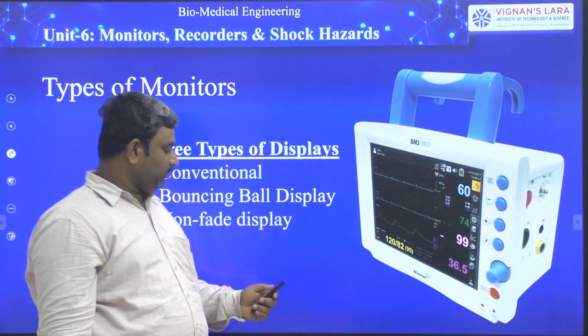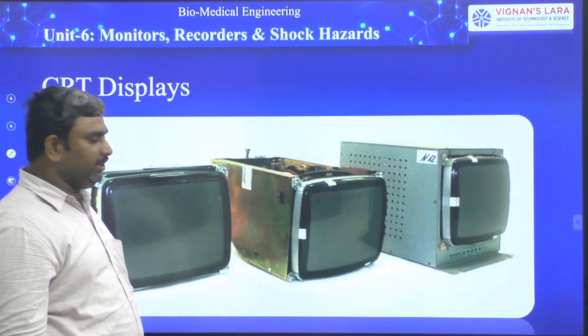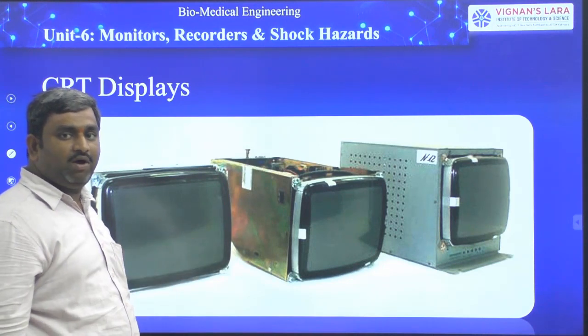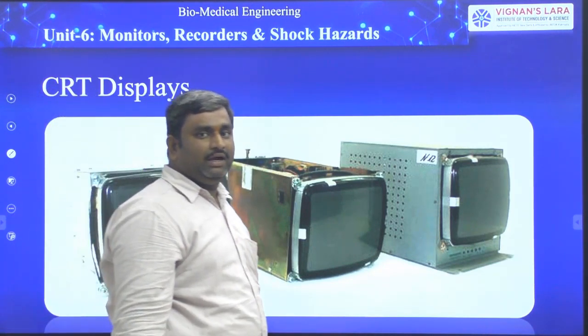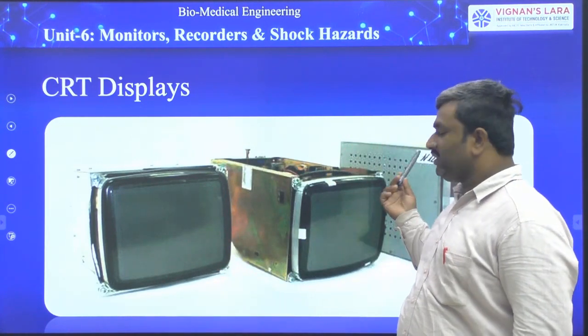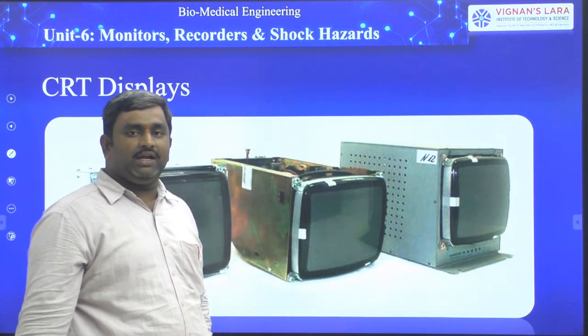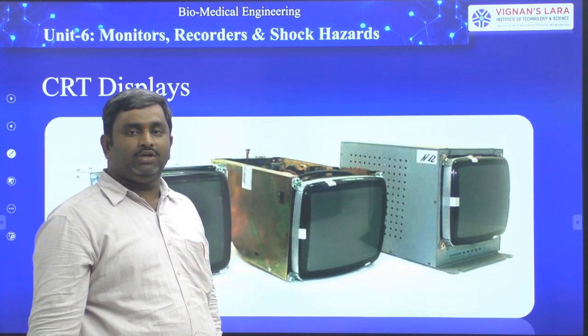Coming to the first, the conventional displays. We will see the conventional displays. These are examples of some of the CRT displays. This is the CRT, this is the CRT, these are CRT based displays. What is meant by CRT? CRT means cathode ray tube.